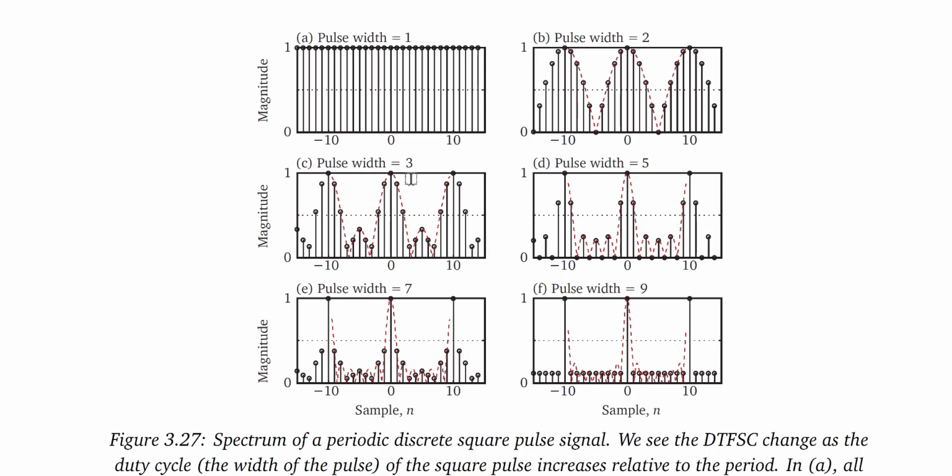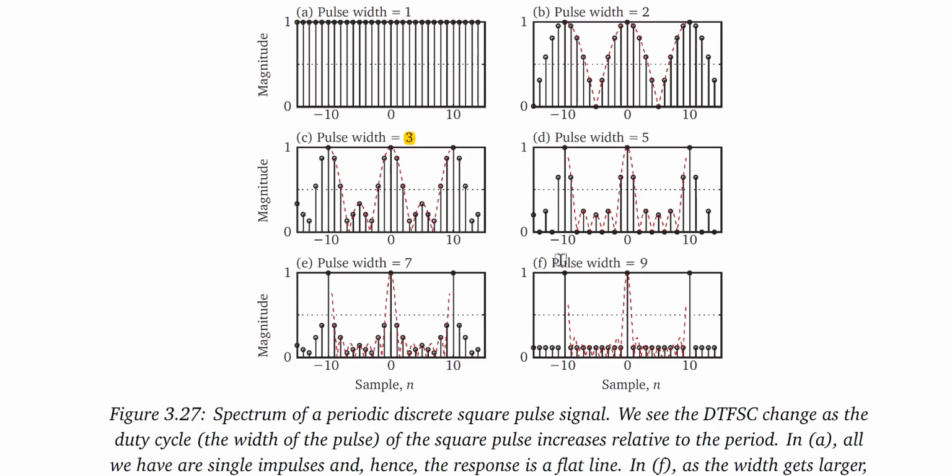In fact, the number of lobes we are seeing is 1 less than the pulse width. So here we would see 2, so that would be 1 lobe. And for 5 we would see 4 lobes: 1, 2, 3, 4. And the same thing with 7 and 9.